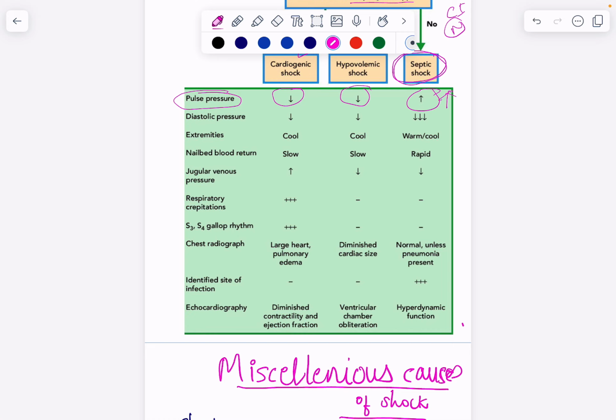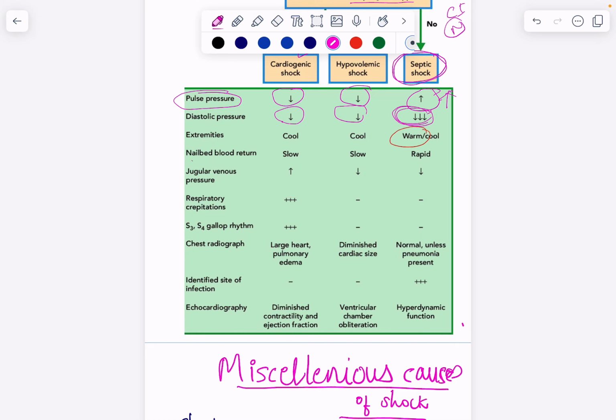Diastolic pressures are decreased in all types of shock, but the decrease in diastolic pressure is to a greater extent in septic shock. Extremities are obviously cool and clammy. We describe it as cool, clammy extremities in shock, any type of shock. But in septic shock, in sepsis, the extremities can be warm, okay. Sometimes extremities can be warm in case of septic shock.